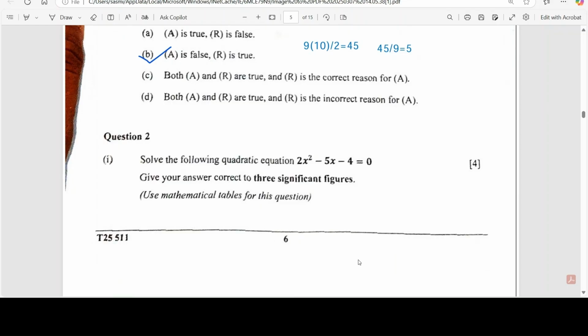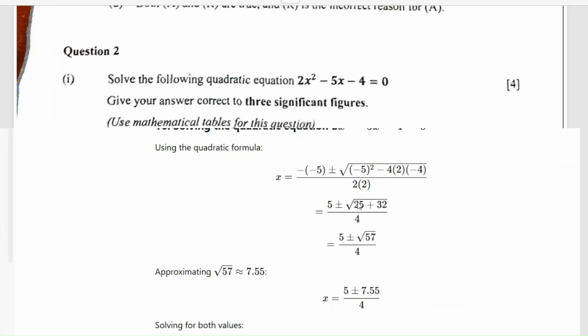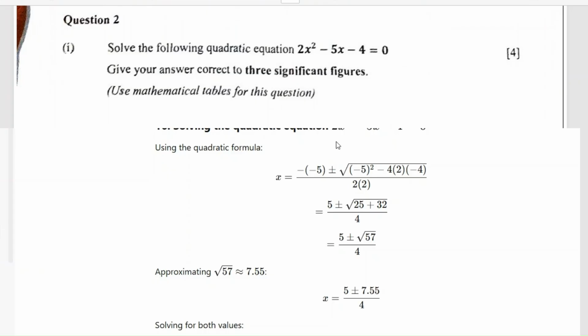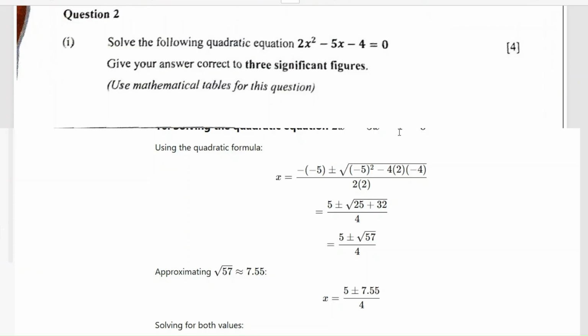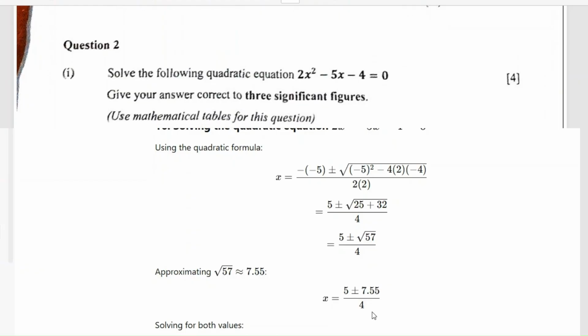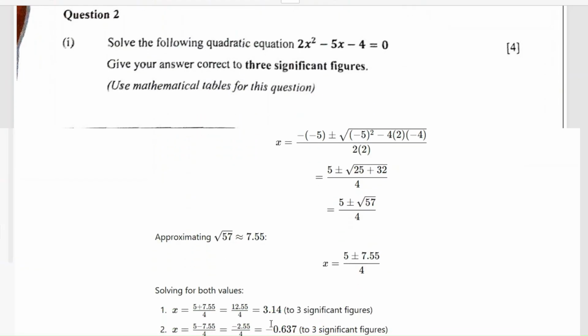Now come to the solution part. This is ax square plus bx plus c equal to 0. Here c is minus 4, b is minus 5, a is 2. Put in the formula: x equals minus b plus or minus root of b square minus 4ac, by 2a. Solving this, we get x equal to 5 plus or minus 7.55 divided by 4. Up to 3 significant figures, one value of x is 3.14, and the other value is minus 0.637.